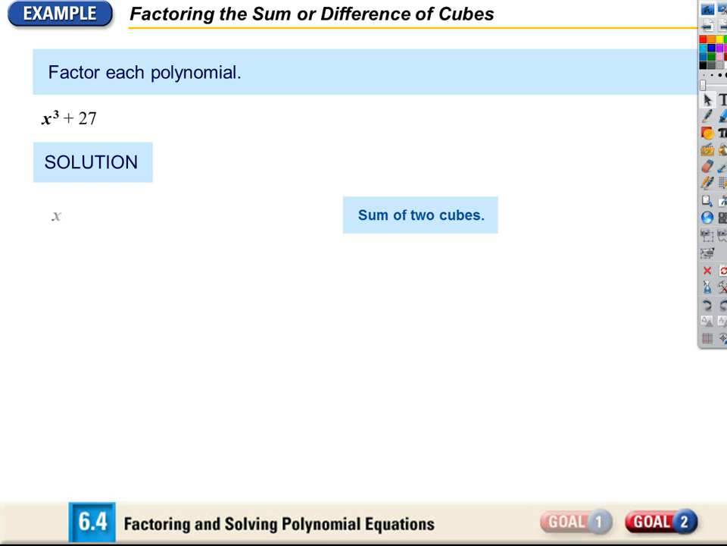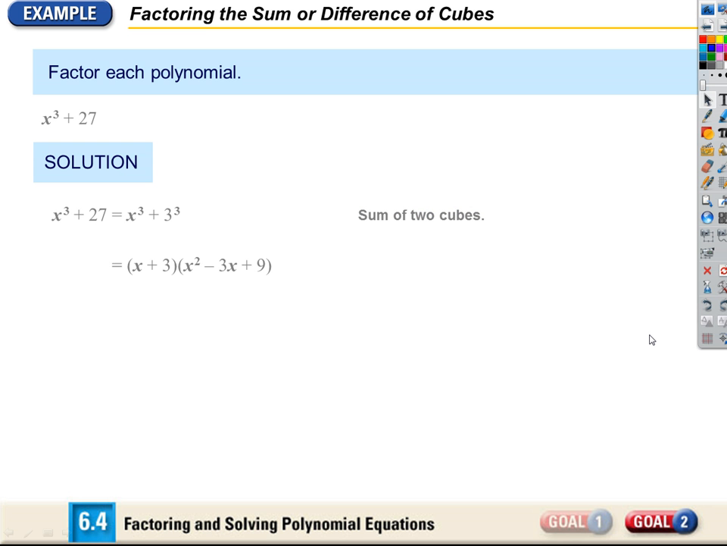Okay, so there's our x cubed plus 3 cubed, and then if we just follow, remember our pattern, a plus b times a squared minus ab. ab is just going to be x times 3, which we'd write as 3x, right? Plus b squared, b is 3, right? See how that works? Okay, just follow the pattern.